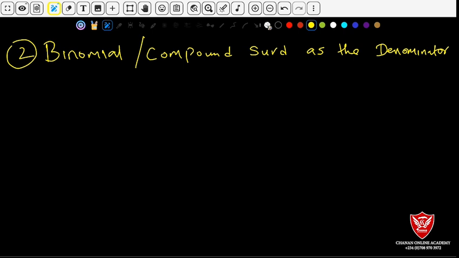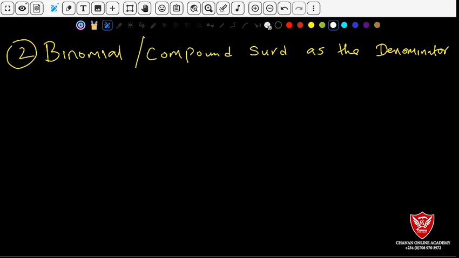Okay, all right. So the second type of rationalization is when we have a binomial or a compound surd as the denominator. Now, if you've been following the video, you already know that a binomial, a compound surd, is the surd that is combined by an operation, addition or subtraction. Okay, so let's see how to do that.